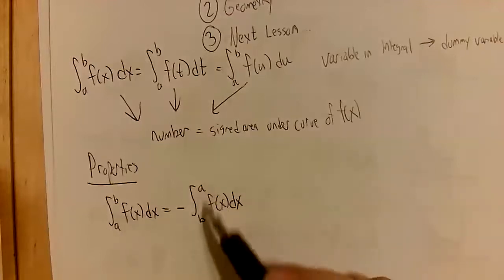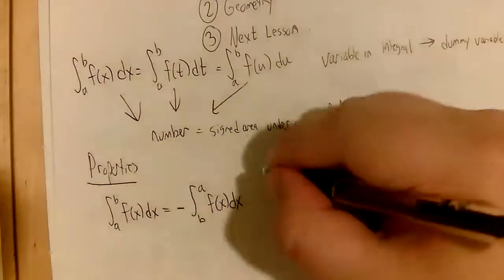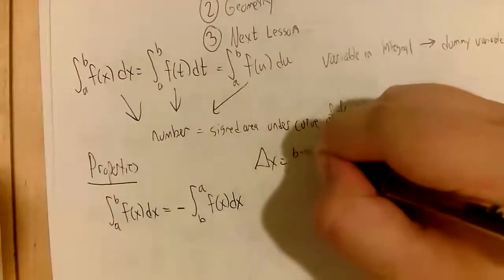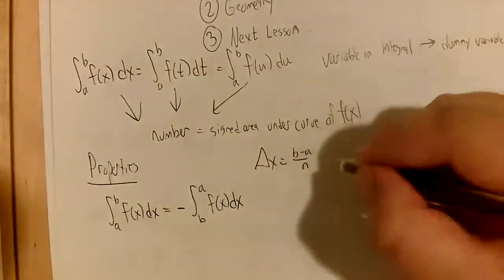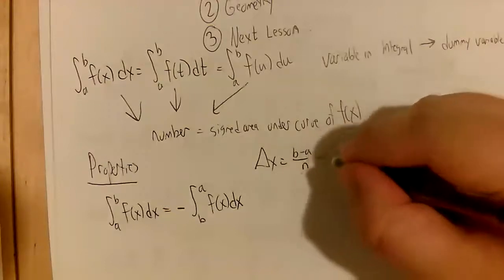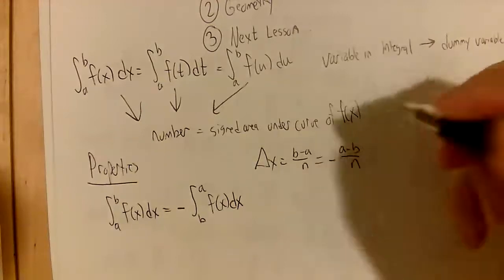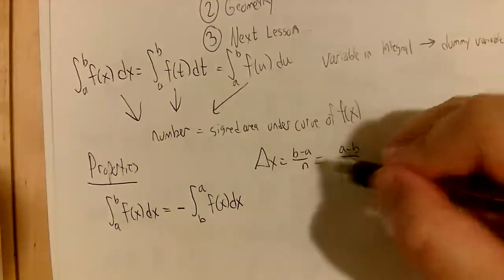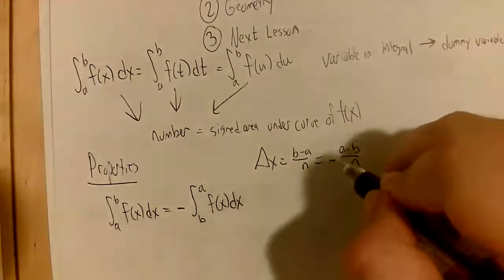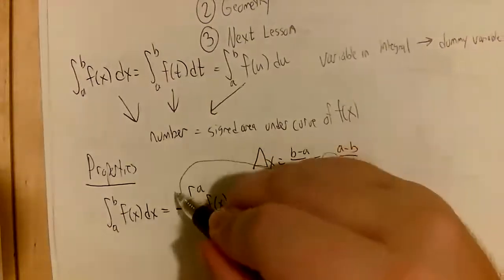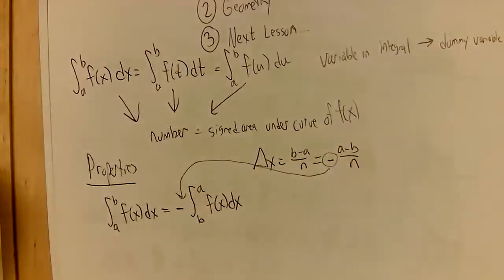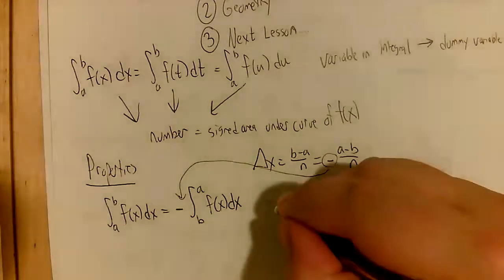Now, why is that? Why does flipping these bounds end up giving us a negative? Well, remember that delta x is b minus a over n. So if we flip the a and the b, we end up getting negative a minus b over n. So if we have to flip these, we need a negative sign in order for them to be the same. So effectively, this negative sign right here translates into the negative sign right there. So if you ever want to reverse the order of integration, you can always do so by adding a negative sign or taking it away if there already is one. All right, so that's our first property.